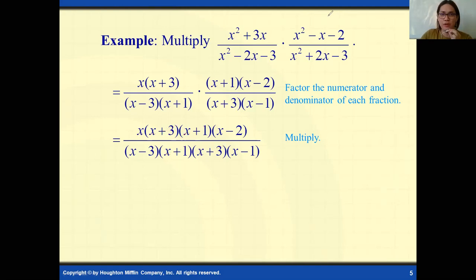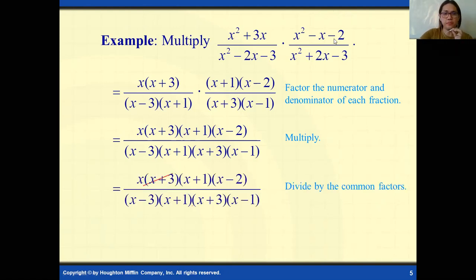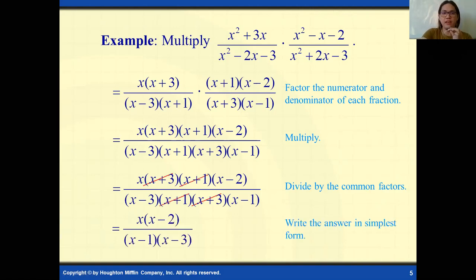So we can now continue. You can cancel it out as you can see, x plus 3 and x plus 1. Then our answer will be x times the quantity of x minus 2 all over x minus 1 and x minus 3. It's already in simplest form.